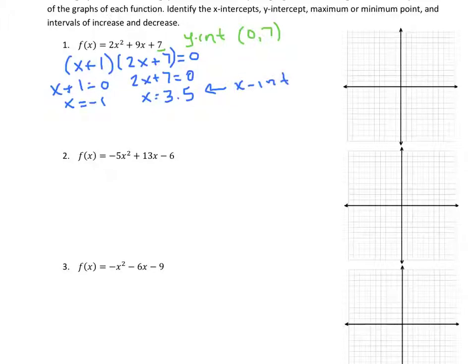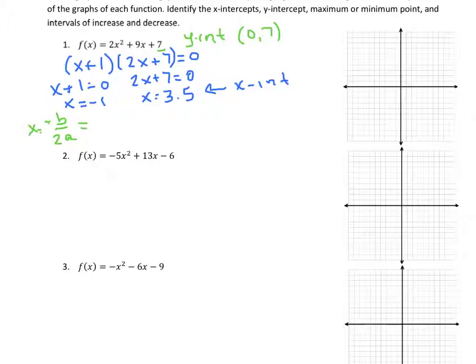Alright, next on our list of things to find is the maximum or minimum point. Now I know that this is going to have a minimum point because this 2 right here is positive. So to find that minimum point, I want to start by finding the axis of symmetry. The axis of symmetry is going to take place right in the middle between my x-intercepts, so I could just find the midpoint of these two. But I also know another formula, x equals negative b over 2a. That's a formula for the axis of symmetry. It's the first part of the quadratic formula.